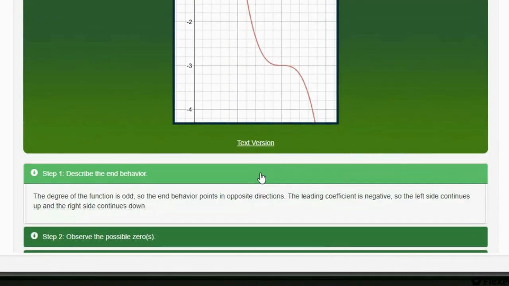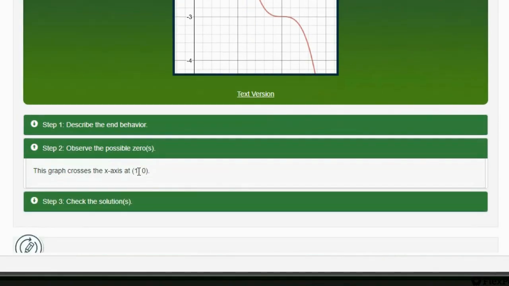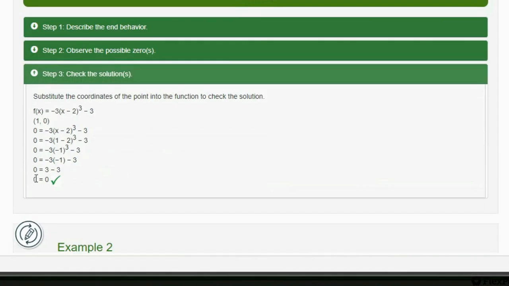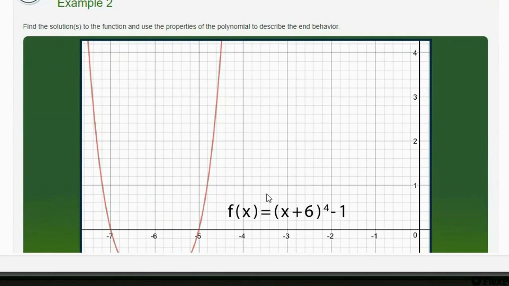The other 2 solutions are either imaginary or there's 3 solutions that are all exactly the same, 1. Describe the end behavior: up on the left, down on the right. Possible zeros, just 1. And then when you check it and you put that 1 in there, it does check with the math. All right.